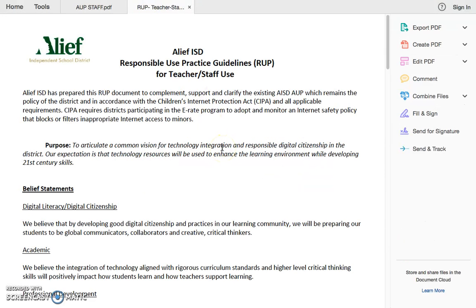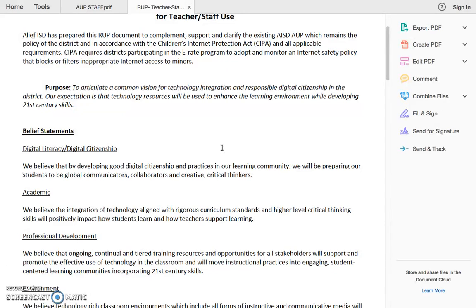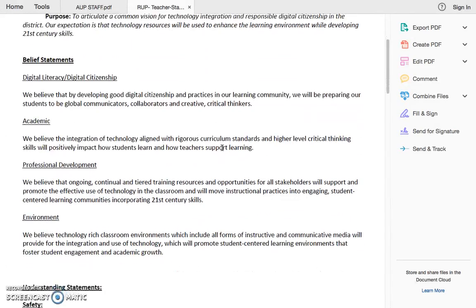The next form is the RUP, the Responsible Use Practices Guideline. The purpose of this is to articulate a common vision for technology integration and responsible digital citizenship in the district. Our expectation is that technology resources will be used to enhance the learning environment while developing 21st century skills. And that's the direction the district is going with technology.